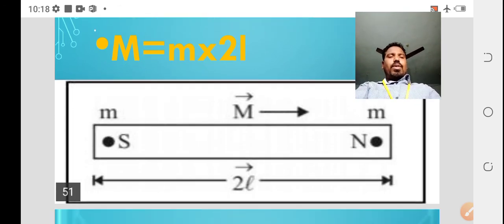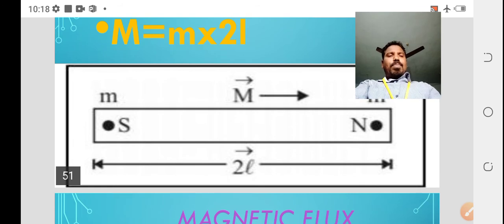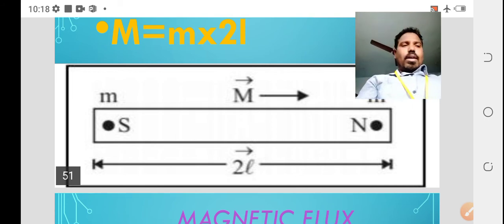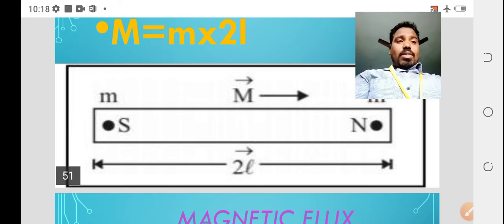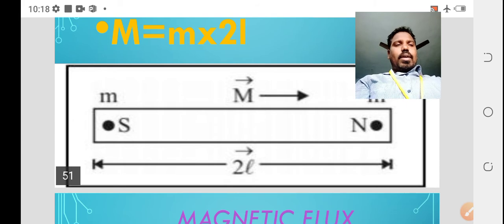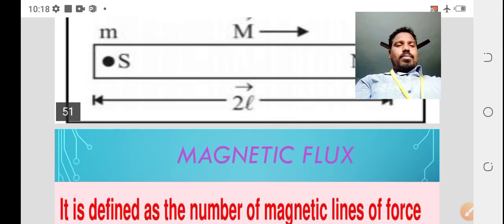And this is the figure regarding the dipole. See, the North Pole and South Pole are both separated by a particular distance, that is 2L. The South and North poles have equal strength, but they are in opposite manner.